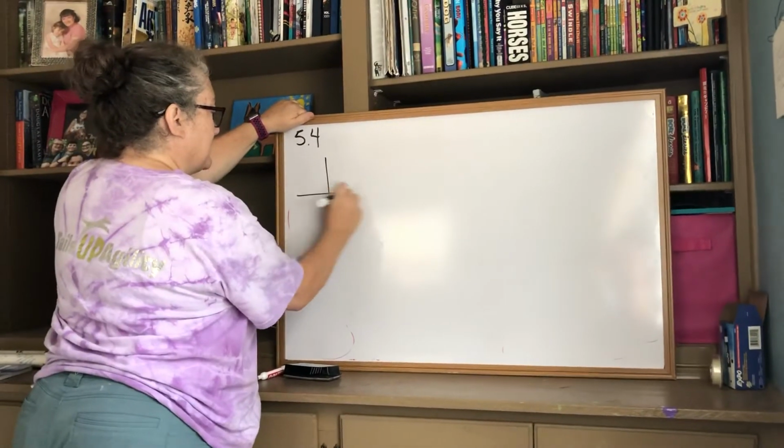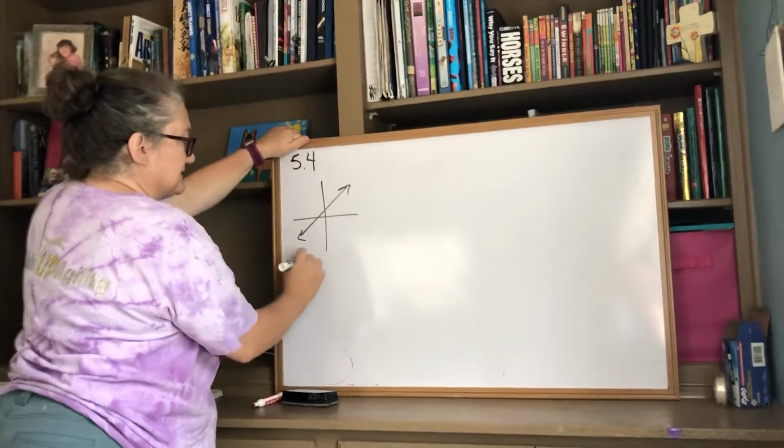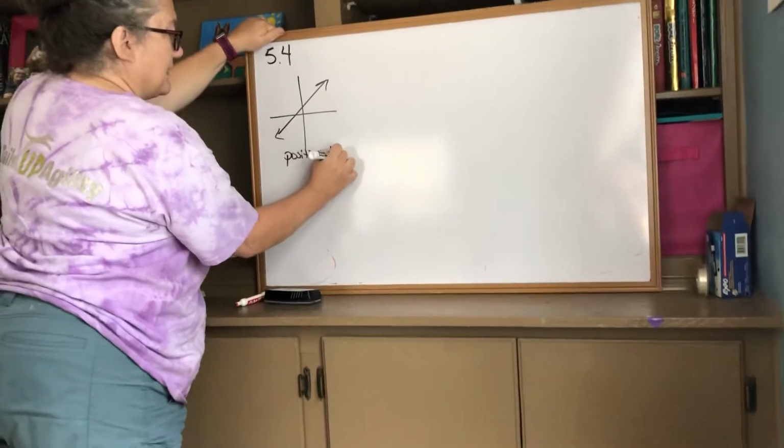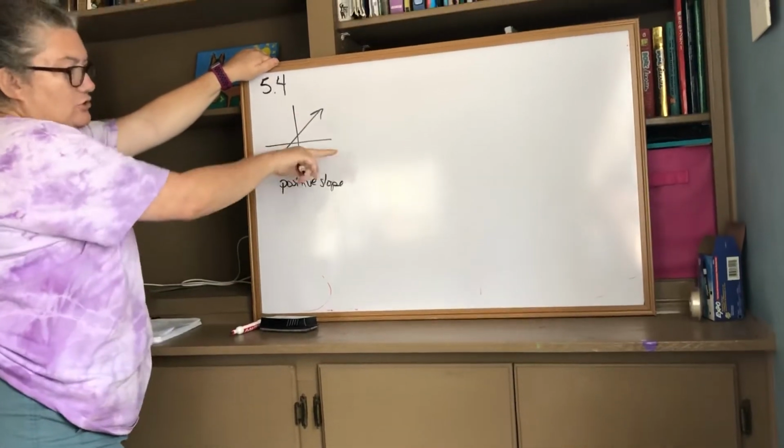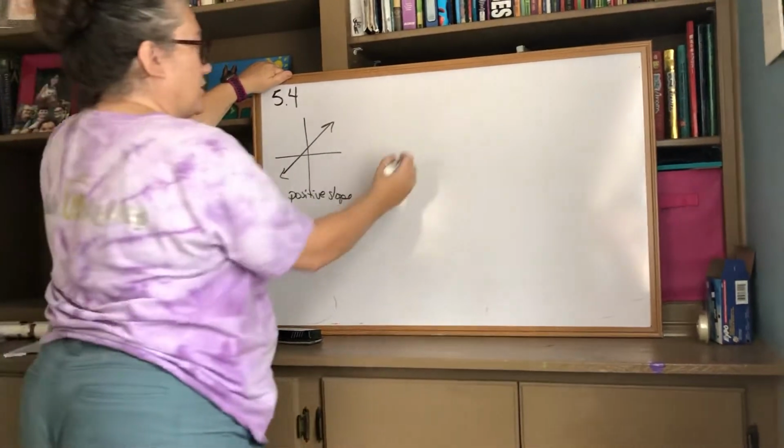The first one is if we have our graph here, and if our slope is going up like this, this is what we call a positive slope. It gains altitude as we go from left to right, or it goes up left to right. So this is a positive slope.